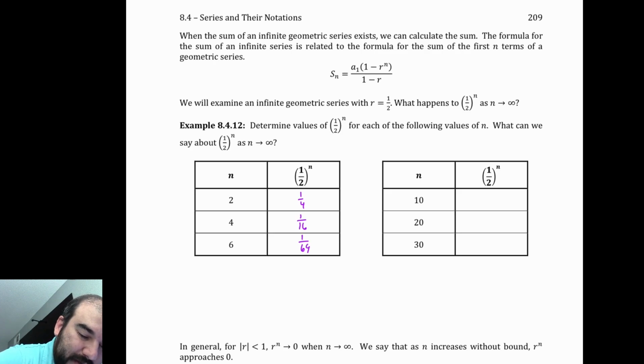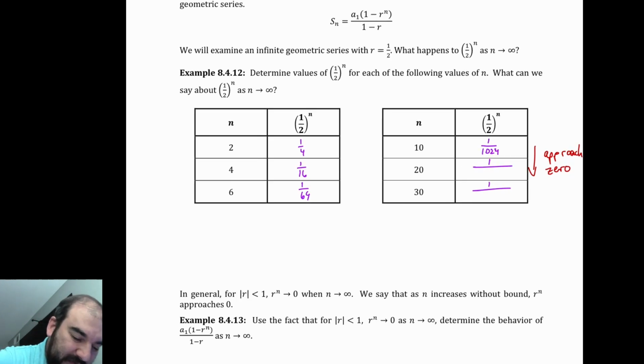1/2 to the 10th power in this table is 1/1024. That's even smaller. And I don't even know what 1/2 to the 20th or 30th is, but they're very, very small numbers. They're 1 over very large numbers. You can fill those out by taking 2 to the 20th power and 2 to the 30th power if you want to finish filling out this table. But the point is that these numbers are getting smaller and smaller. So we can say that these numbers approach zero.